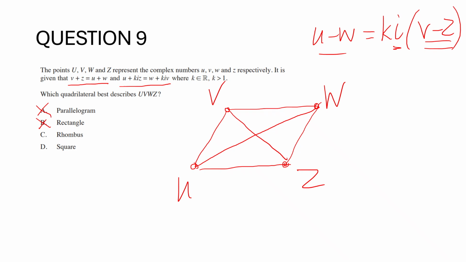But we also want the diagonals not to be equal, because in a square they are, and k is clearly greater than 1. So this is a number greater than 1, like 2 or something like that. And so the length of this diagonal will be 2 times the length of this one. So it can't be a square, it has to be a rhombus.